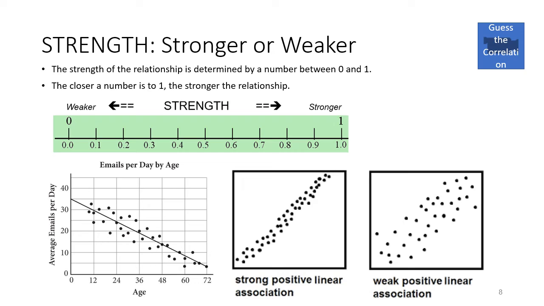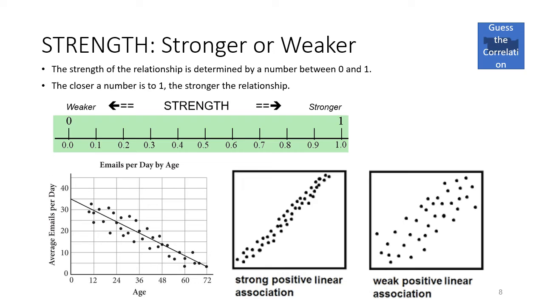And the other dimension we measure is the strength, and we measure it on a scale from 0 to 1. So 1 is really strong, perfect in fact, and 0 is a zero correlation. There's not much going on. So the closer the number in the correlation coefficient is to 1, the stronger the relationship. So here we have some examples.